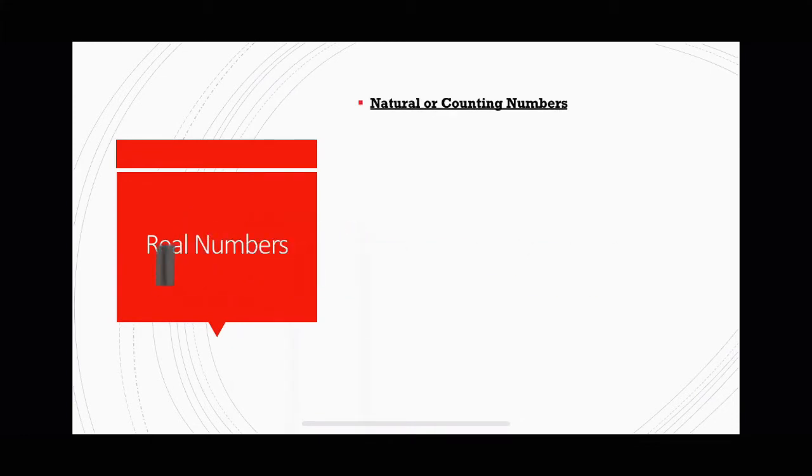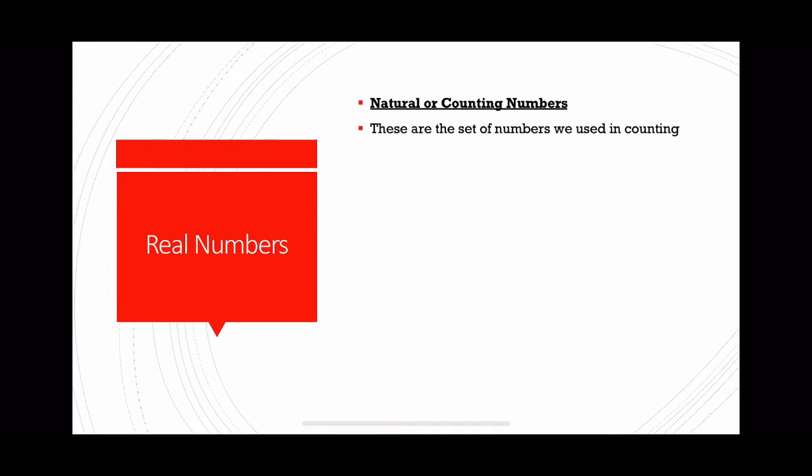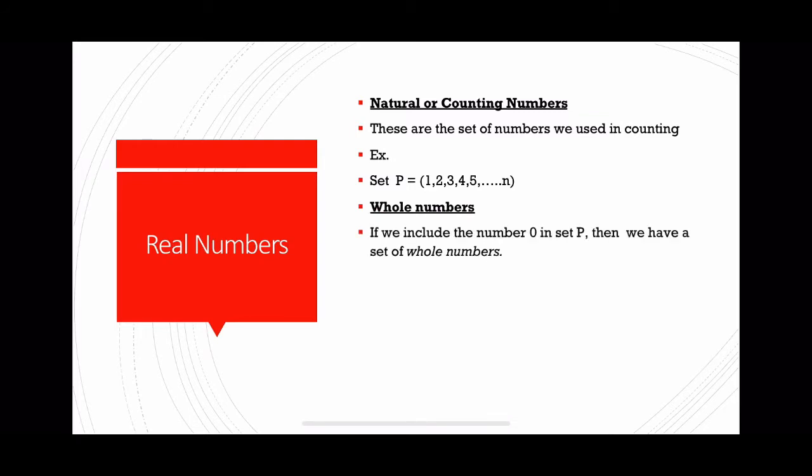Today we will discuss numbers. Natural or counting numbers are the set of numbers we use in counting. Example, set P is equal to 1, 2, 3, 4, and 5 until the nth number. For the whole numbers, if we include the number 0 in set P, then we have a set of whole numbers. So set W is equal to 0, 1, 2, 3, 4, 5 until the n.